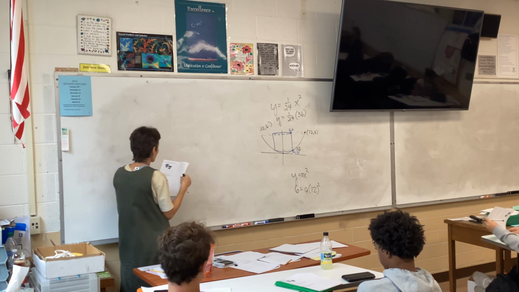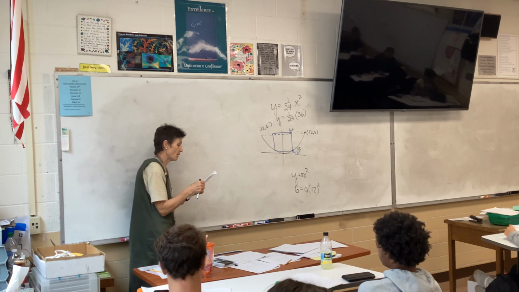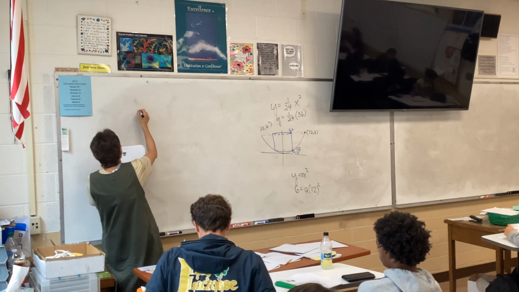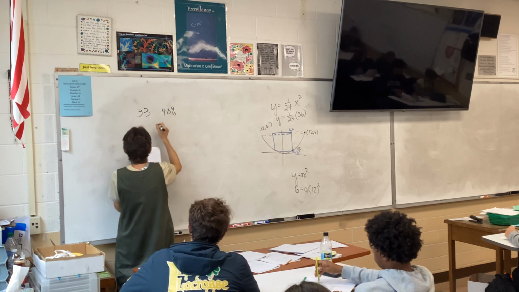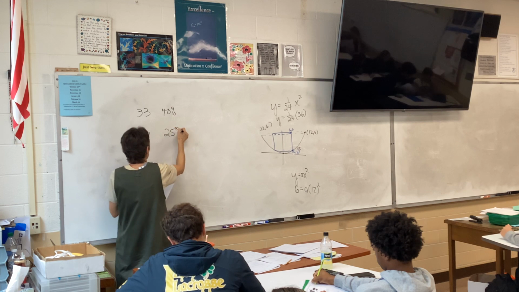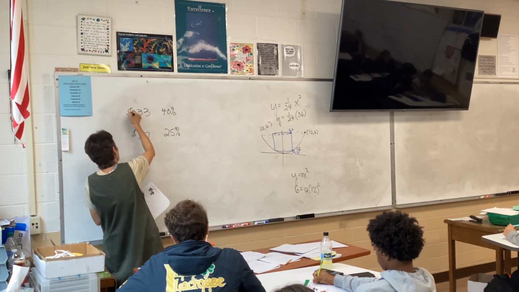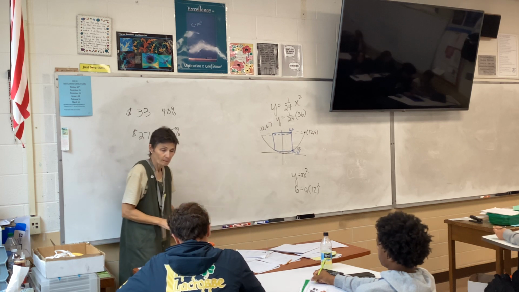At a shirt sale, Jackson sees 2 shirts that he likes equally well. Which is a better bargain and why? The $33 shirt, 40% off, or the $27 shirt, 25% off? Well, you might have a gut feeling about this, but how would you do it?